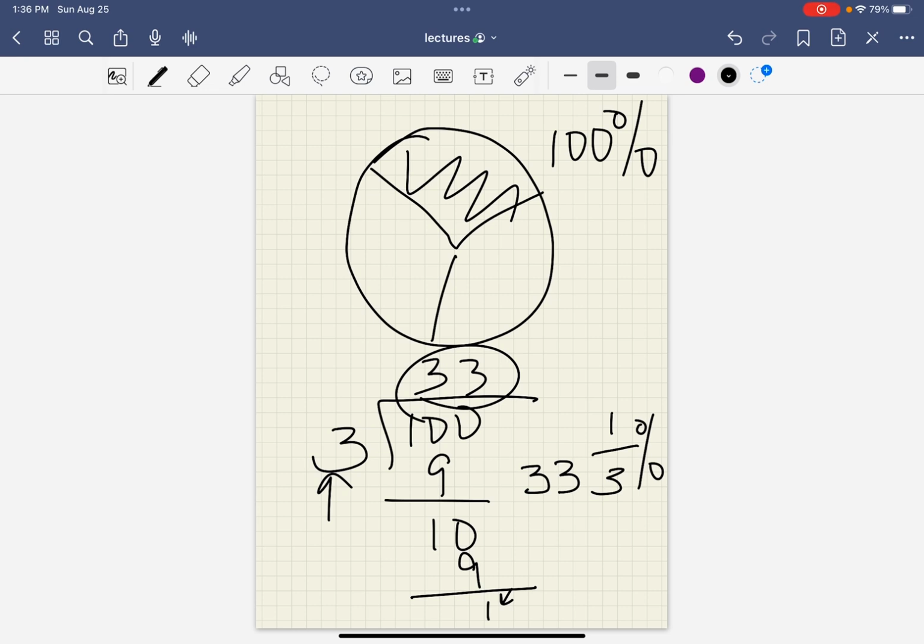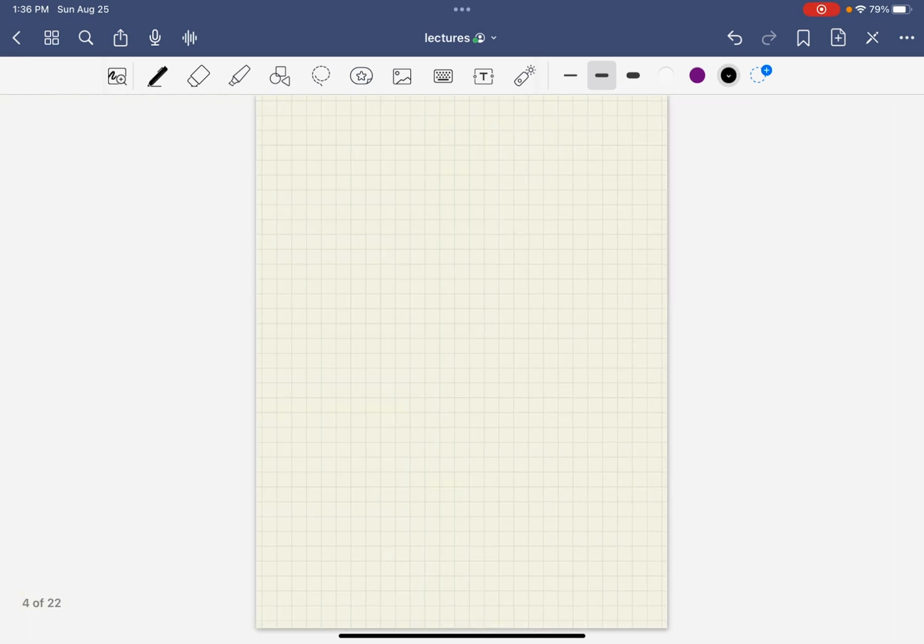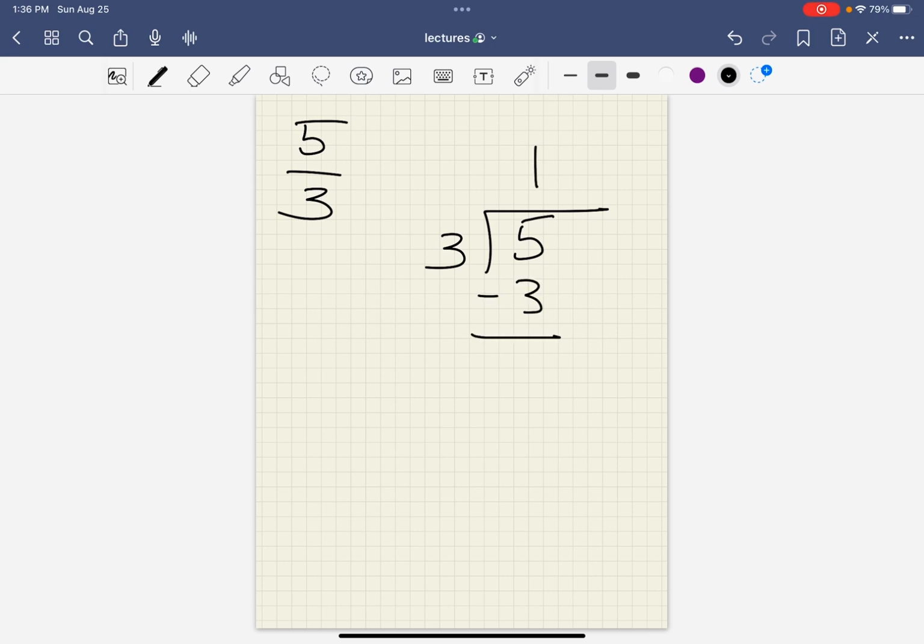So this next example says, convert each improper fraction to either a whole number or a mixed number. So we start out with 5/3. The numerator goes inside the box. The denominator goes on the outside of the box. So how many times does 3 go into 5? Once. 1 times 3 is 3. Subtract and we have 2 left over. So remember, the number of times it goes in is the whole number. The remainder is the numerator, and the divisor, what we were dividing by, is the denominator. So it's 1 2/3.